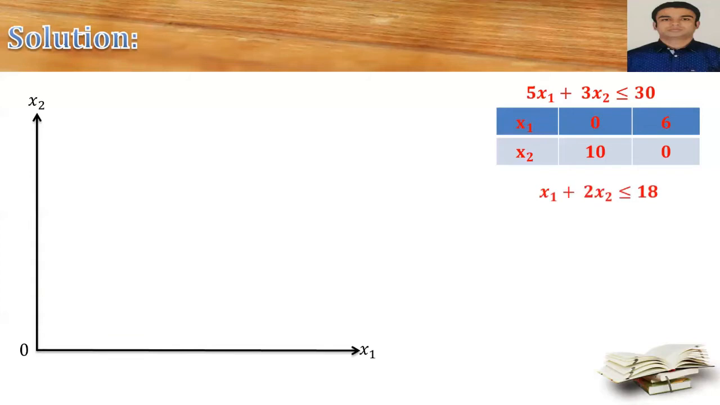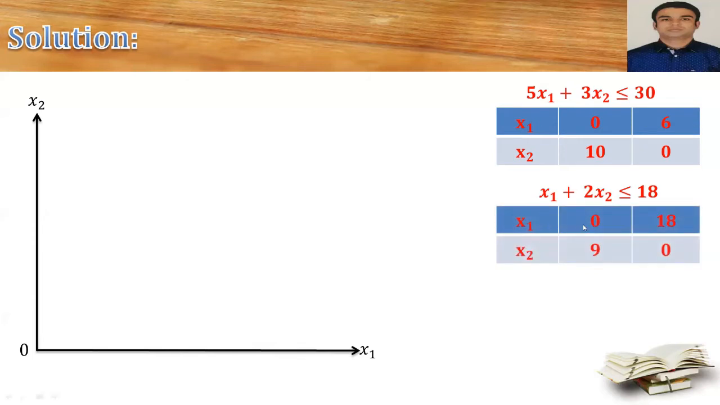Our second constraint is x1 plus 2x2 is greater than or equal to 18. If x1 is 0, then 2x2 equals 18, so x2 equals 9. If x2 is 0, then x1 equals 18. So we find two points for this line: the first point is (0, 9) and the second point is (18, 0).